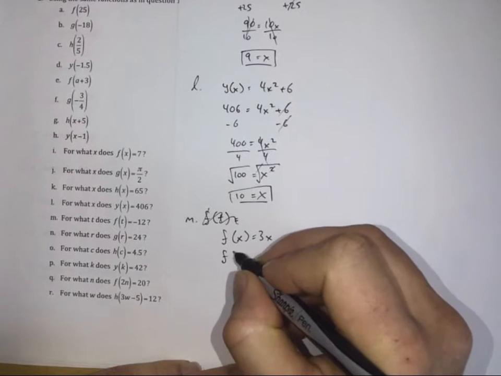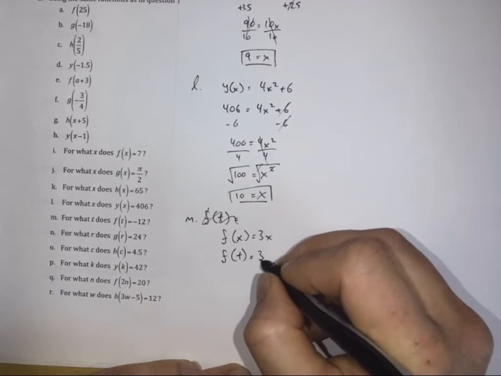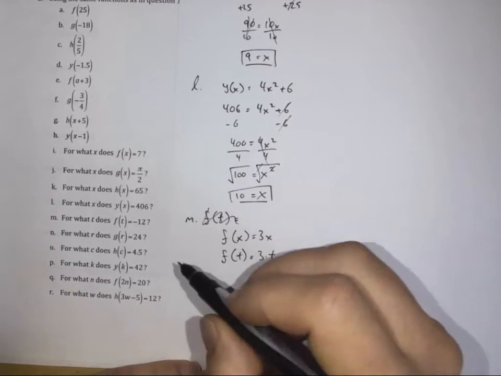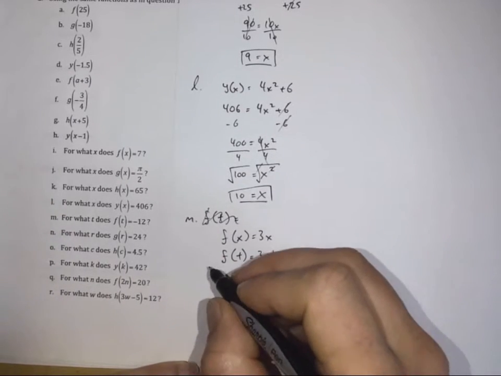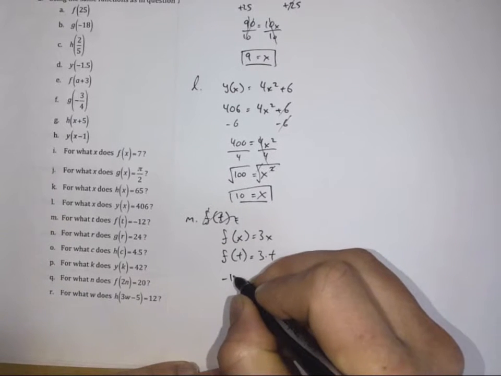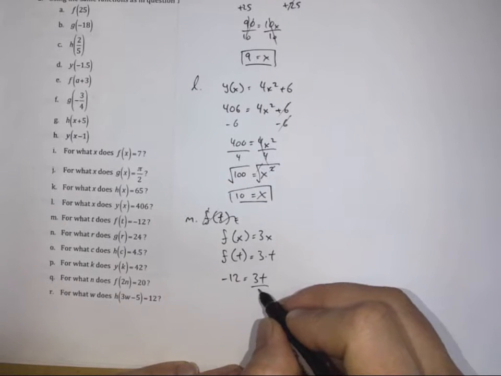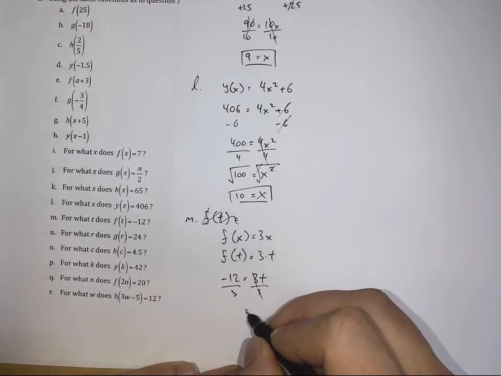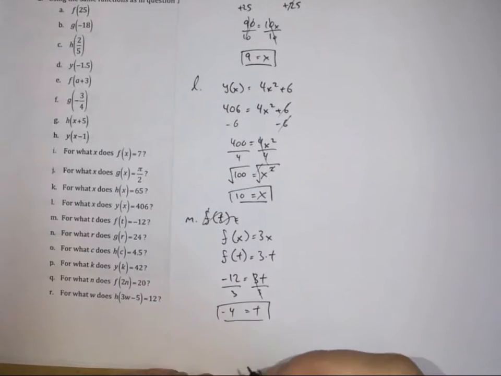So I'm going to just rewrite this as f of t is equal to 3t. And if that's true, what input's going to give us an output of negative 12? So f of t, negative 12. And then I just divide by 3. I find t is negative 4. Okay.